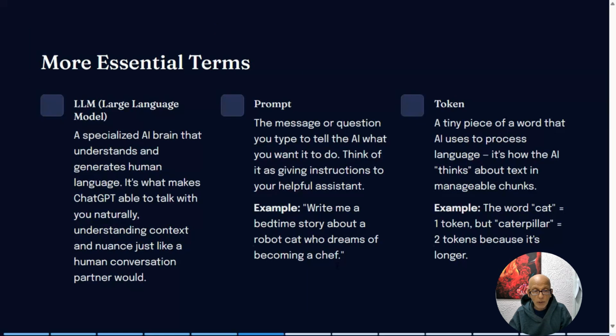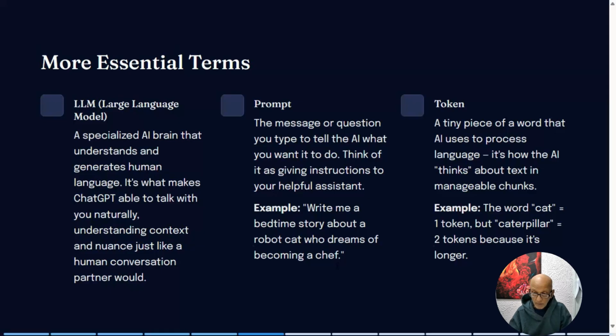Let's look at some more essential terms. We already went over large language model. Let's look at what prompt is. Prompt engineering. When someone talks about prompt engineering related to AI, it's nothing more than you telling ChatGPT, you're talking to it, what you're looking for, what you want. For example, write me a bedtime story about a robot cat who dreams of becoming a chef. That's prompt engineering. That's writing an instruction to ChatGPT to give you what you want, whatever it is.